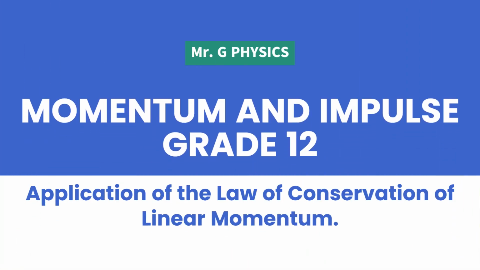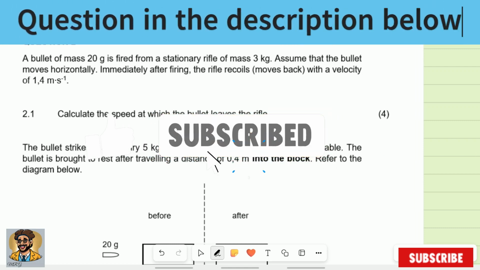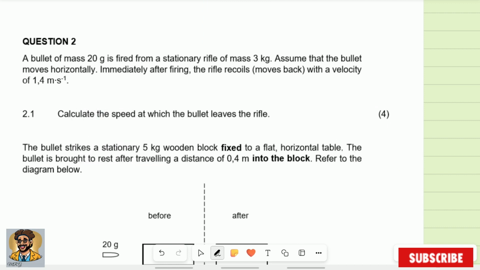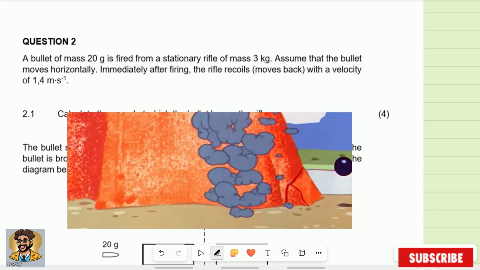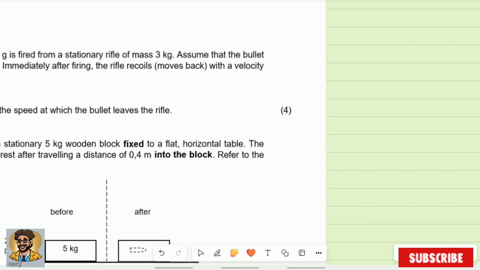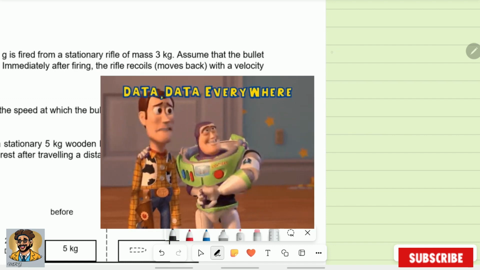Go through this question. A bullet of 20 grams is fired from a stationary rifle of mass 3 kilograms. Assume that the bullet moves horizontally. Immediately after the firing, the rifle recoils. It moves back with a velocity of 1,4 meters per second. Calculate the speed at which the bullet leaves the rifle. Let's start by writing the data on this side.